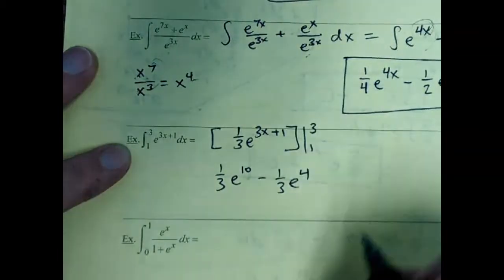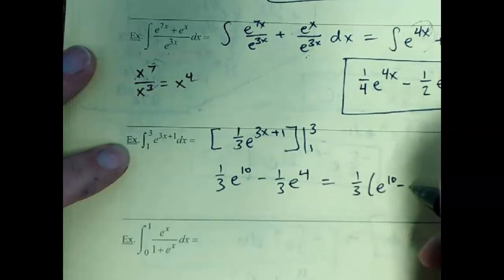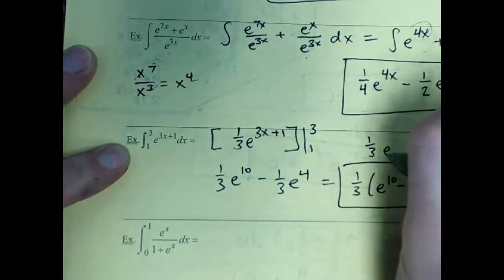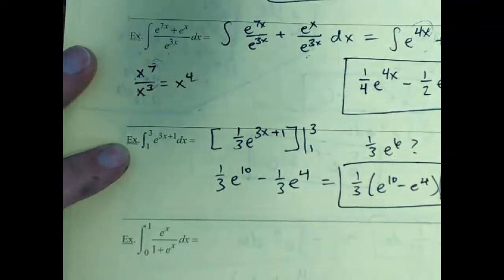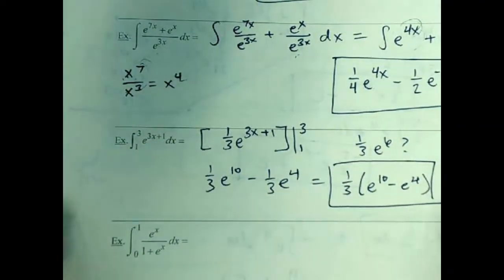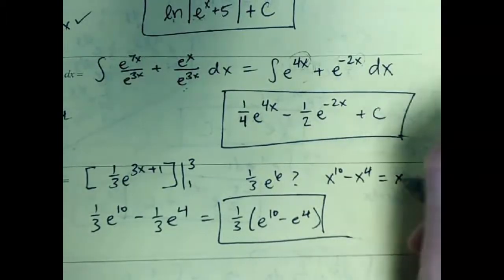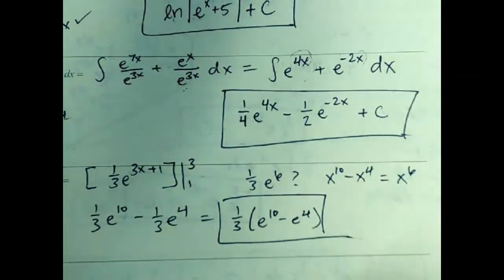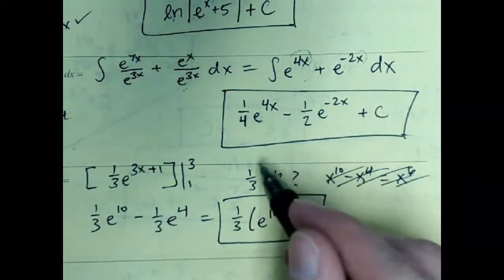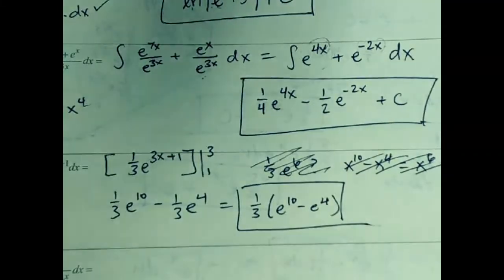You could factor out the 1/3 if you wanted to, and have e to the 10th minus e to the 4th. Could I go any farther? Could I write this as 1/3 e to the 6th? Just think to yourself: if you think it will work with e's, ask, does it work with x's? Is x to the 10th minus x to the 4th, is that x to the 6th? No, those are not like terms, so you cannot combine them. The same thing happens with the e's, right? Your rules of algebra still apply. The fact that it's an e instead of an x doesn't matter.